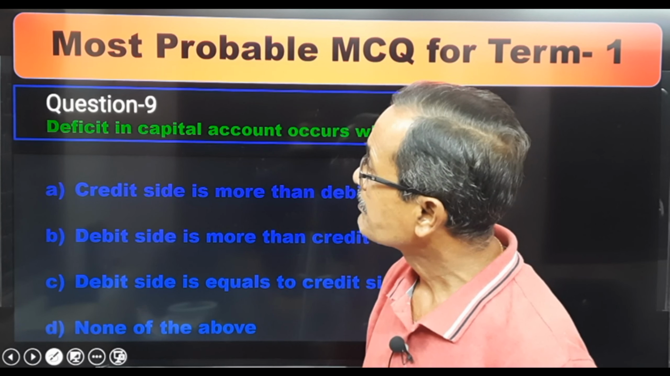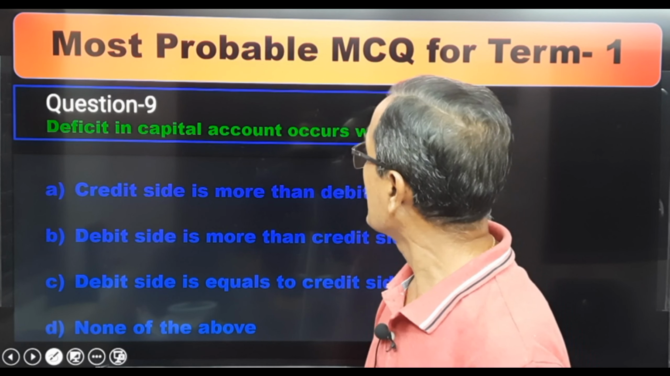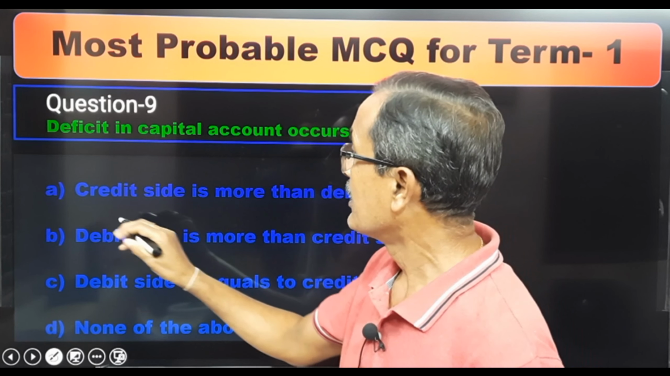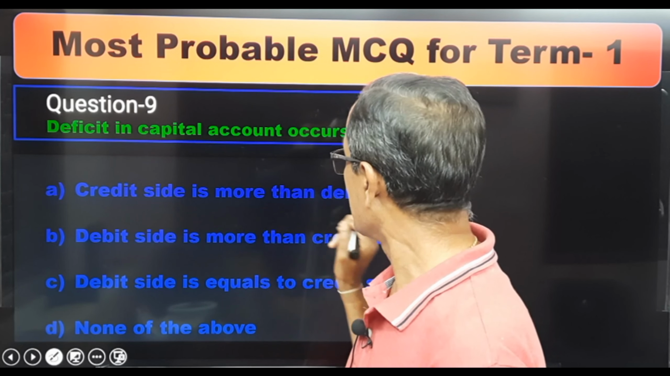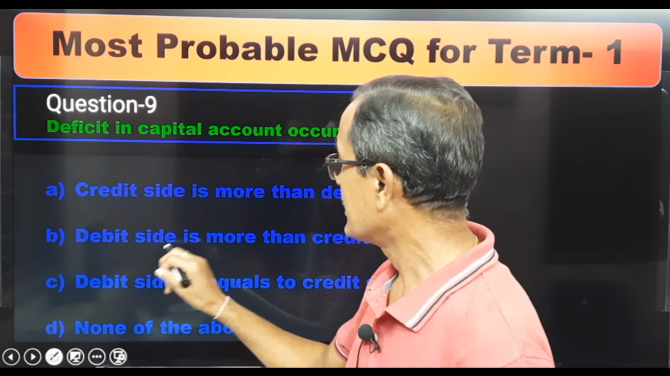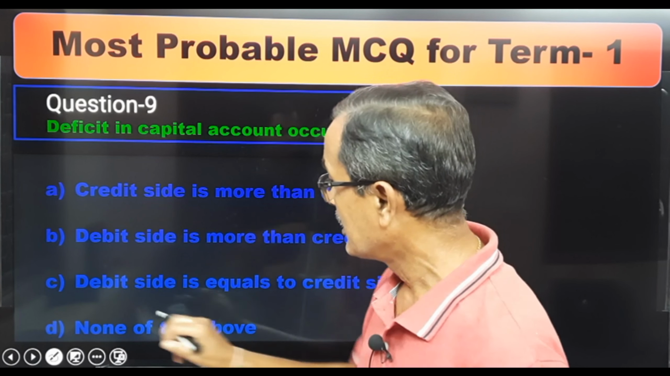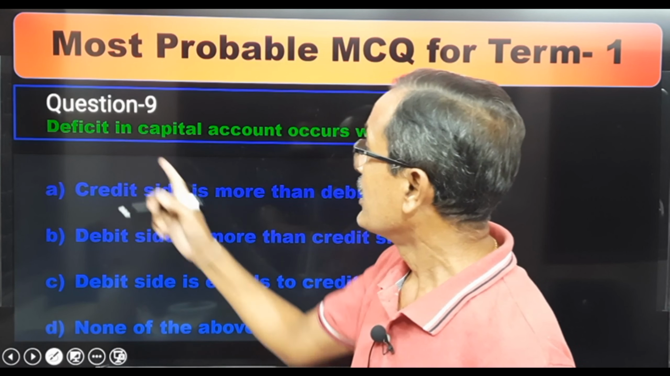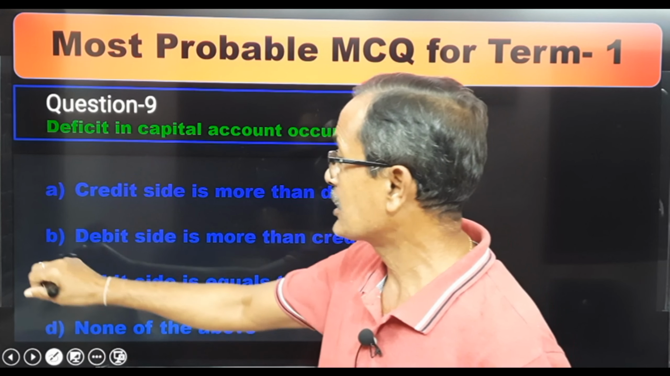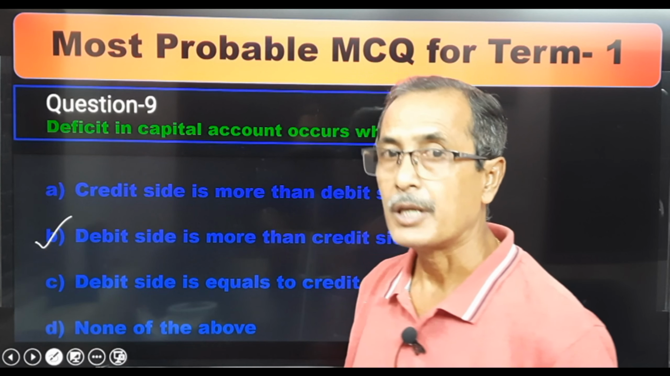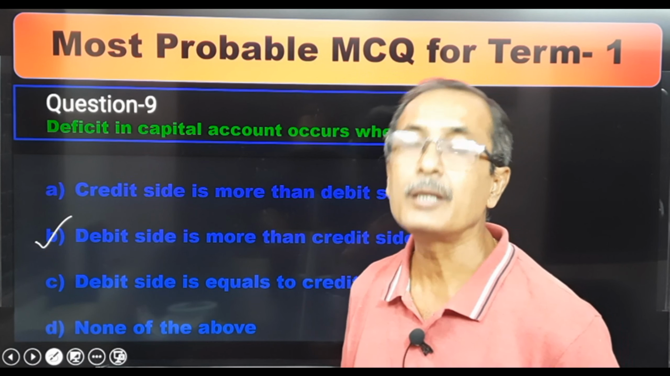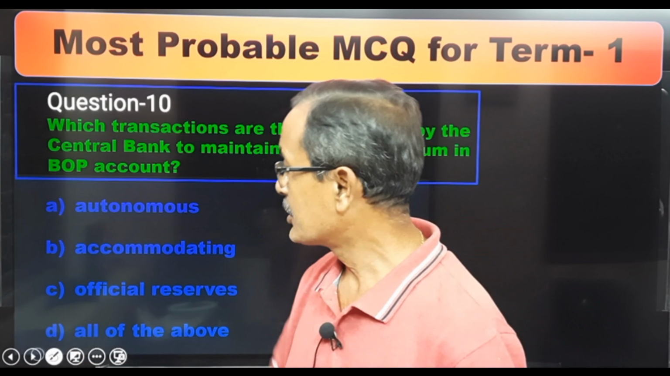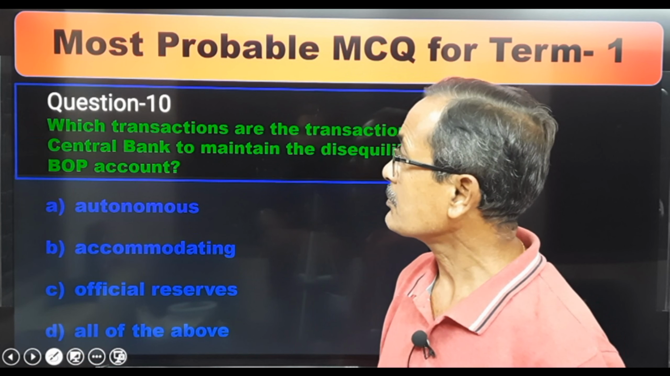Question number 9. Deficit in capital account occurs when credit side is more than debit side, debit side is more than credit side, debit side is equal to credit side, none of the above. It is deficit in capital account. Naturally, it will be debit side is more than credit side.